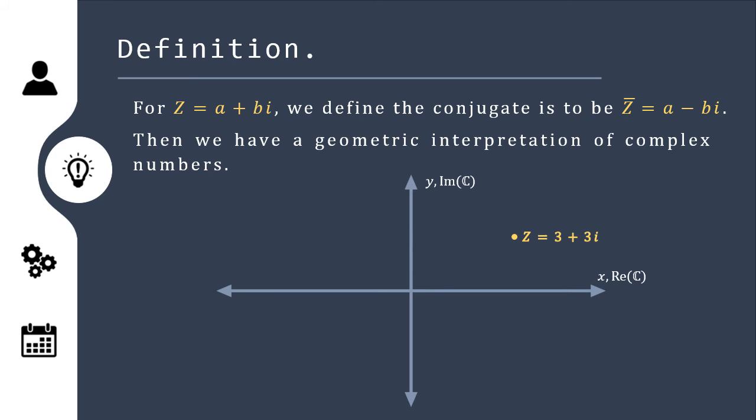If we have z is equal to 3 plus 3i, we get the conjugate to be z bar is equal to 3 minus 3i. Let's take a different one. We have w is equal to negative 2 minus 4i, and we get the conjugate is w bar is equal to negative 2 plus 4i. So, a number and its conjugate are always mirror images with respect to the real axis.